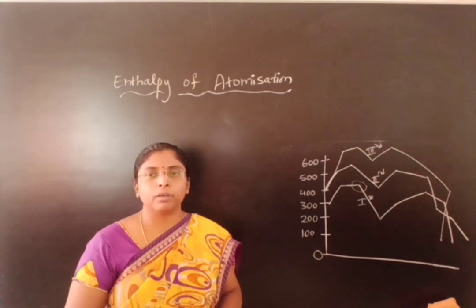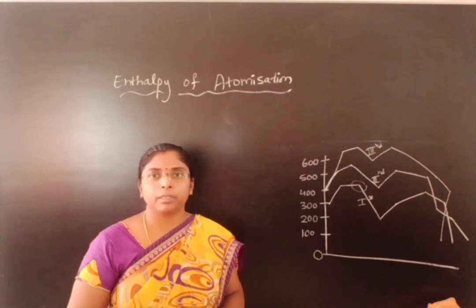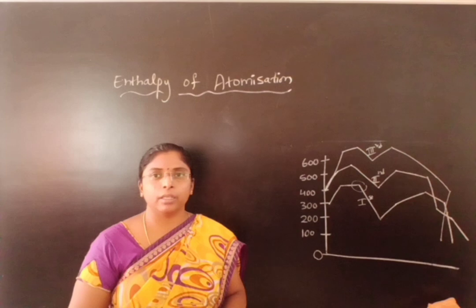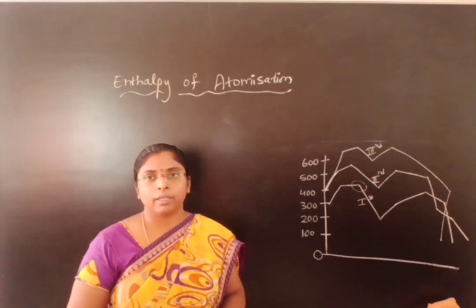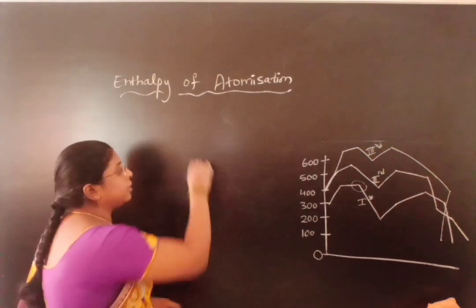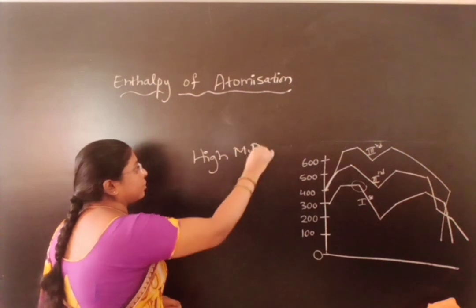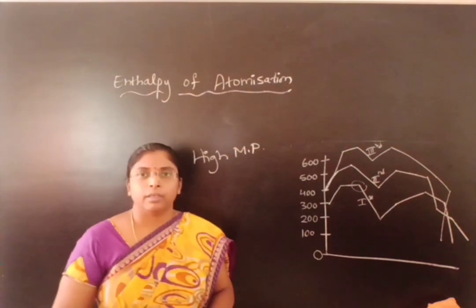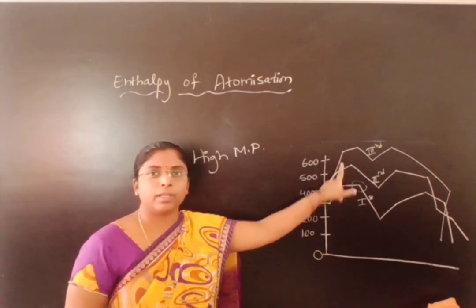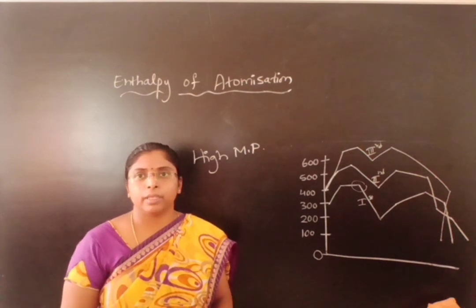The enthalpy of atomization of metals is determined by the electrode potential of metals. Metals with high electrode potential have high enthalpy of atomization. Metals with high enthalpy of atomization have high melting points. Compared with the first transition elements, the second as well as third transition elements have high enthalpy of atomization.